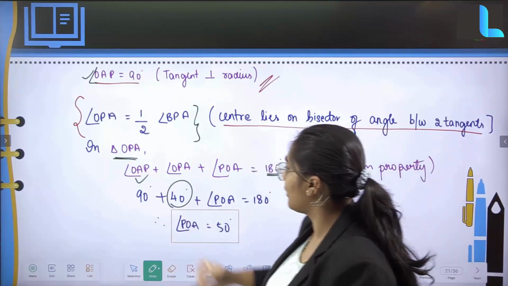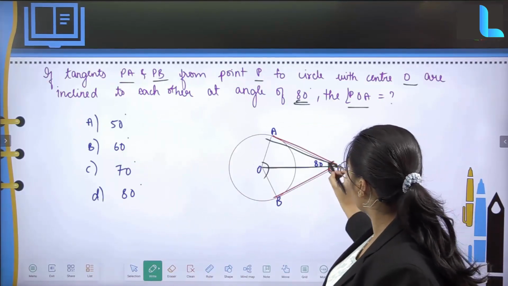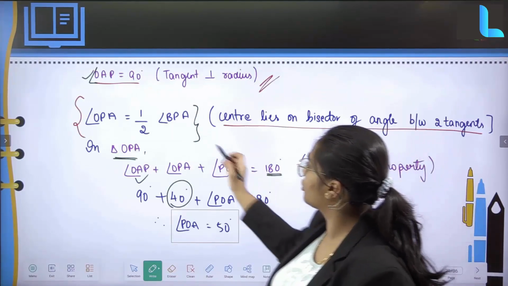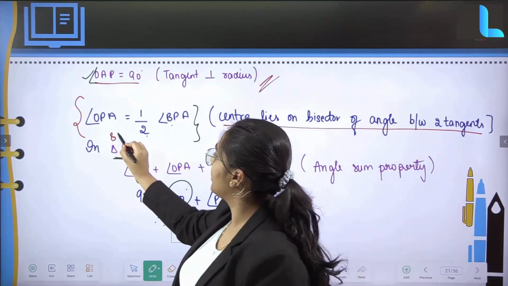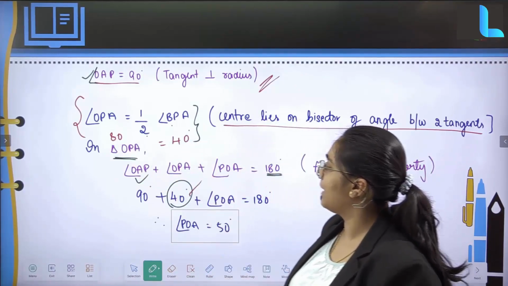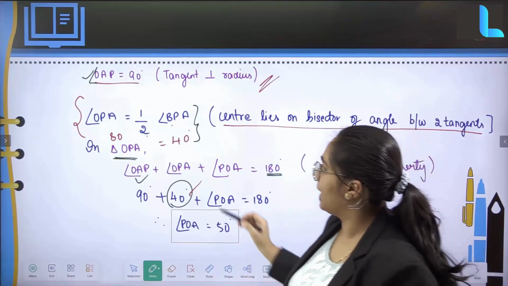How did I get this 40 over here? So basically this whole thing is 80 degrees, but through this I have considered it is going to be half of it. Therefore, if this is 80, this is going to be equal to 40 degrees. So that is how I'll be getting my angle OPA.